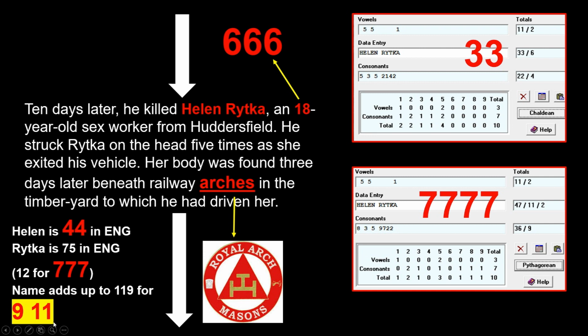We get 119 for 911. And Helen Rytka in Chaldean, and I'm using the Y as a consonant, but it doesn't really matter, it comes out the same. That basically comes out to 33 in Chaldean for masonry. And Helen Rytka is 47, which can give us an 11. And it can give us 7777, four sevens.